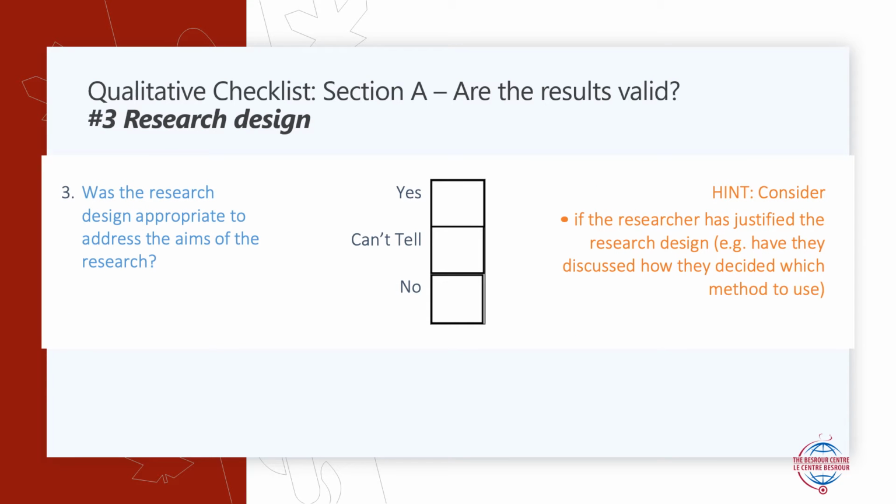So we're still in section A of the checklist, considering whether the study results are valid. However, we still have a few more questions to go, although we want to move forward and think this is a good study to continue our critical appraisal. The next question is, was the research design appropriate to the aims of the research? So here we want to consider if there was a good justification for the research design.